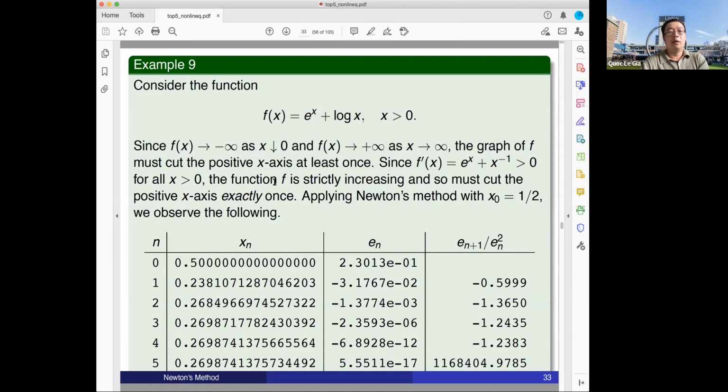So now if I look at this function, f is e to the x plus logarithm x, then if I apply the Newton method, I can compute en plus 1 over en square. And you see that the ratio en plus 1 over en square is very stable at minus 1 point something here. But now what happened at the very last step? Suddenly it becomes very big. So why is that? Why in the very last step suddenly it becomes like 1,000,000 or something?